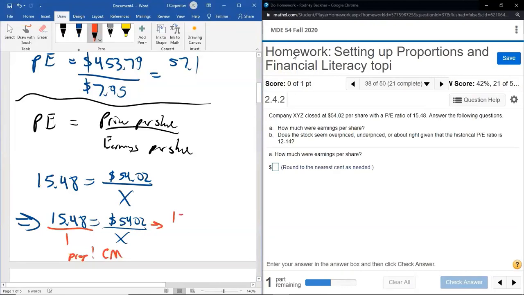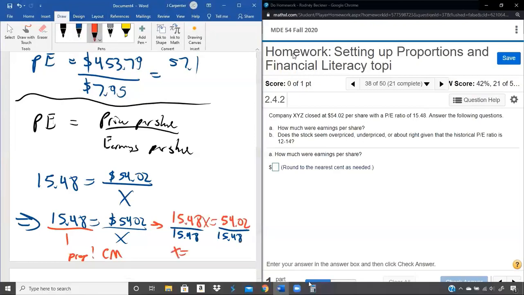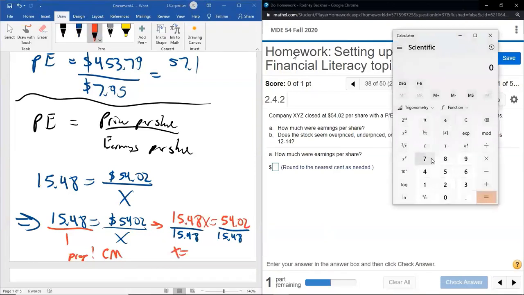So when we cross multiply, we get the 15.48 times the X equals 1 times 54.02 is 54.02. I'm going to drop its dollar sign just for simplicity's sake. Divide both sides by 15.48. And that will give us our answer of X is equal to, what's that, 3 and some change. Let's actually do it, 54.02 divided by 15.48. Let me check my numbers since I'm going with one eye right now. I'm not even being sarcastic. 54.02, 15.48. All right. Drum roll, we hit enter.